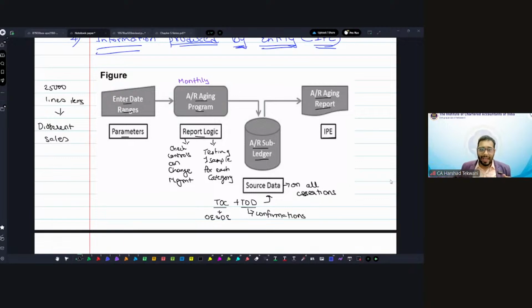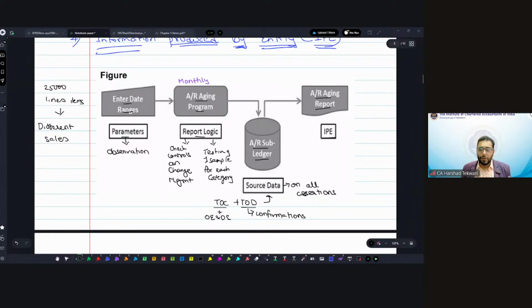Everything can be fine, program logic, AR subledger, report, but if your parameters are wrong, your entire report will be wrong. So sometimes you need to also test parameters separately. And how will you test parameters? Simple. Observation. What parameters are being entered when the report is being generated? If you do all these things, you already have a comfort on the IPE. Yes or no? Yes, sir.